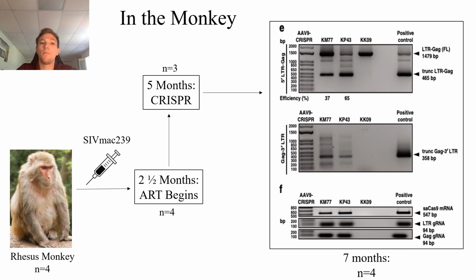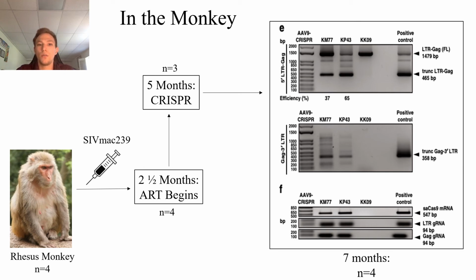Following this, 5 months post-infection, 3 of the 4 monkeys received CRISPR intravenously, so in a one-shot method they received the AAV9 CRISPR-Cas9, and 1 of the monkeys did not receive CRISPR but continued to receive ART. So throughout the entirety of the experiment, all 4 monkeys received ART, but only 3 of the 4 received CRISPR, while the 4th remains as a control to assure that CRISPR actually works. And then 7 months post-infection, these monkeys had blood samples taken from peripheral blood mononuclear cells, which are the main blood cells of the immune system.